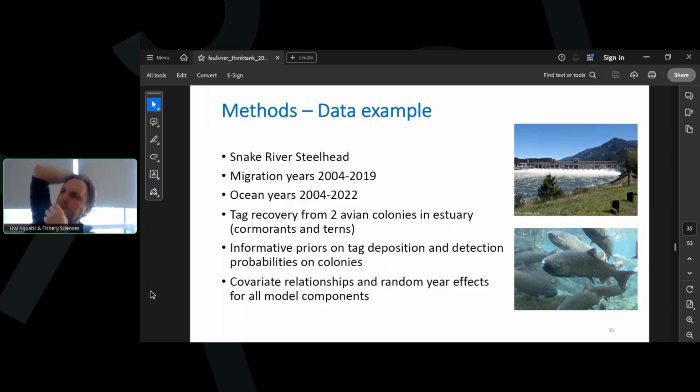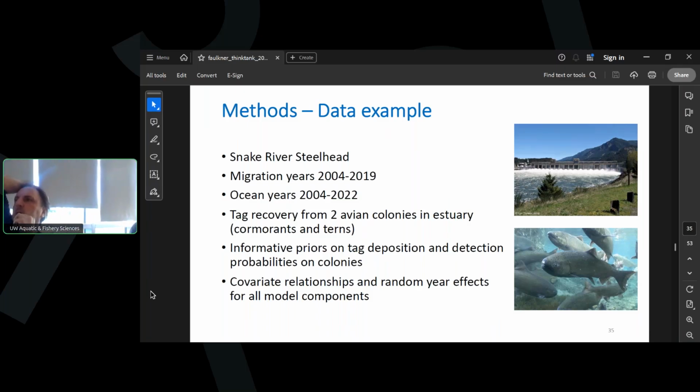I also have done it for Chinook, but that was recent, and I haven't summarized it. Steelhead are hit a lot harder by the avian colonies. They have a lot more tags recovered, so there's a lot more information from the avian colonies for steelhead than for other species. That was one of the reasons I wanted to look at steelhead. One disadvantage is that steelhead mostly come back in 1 to 2 years, rarely 3. So you don't have a lot of that age, time stratification in the ocean to help separate out the ocean things.